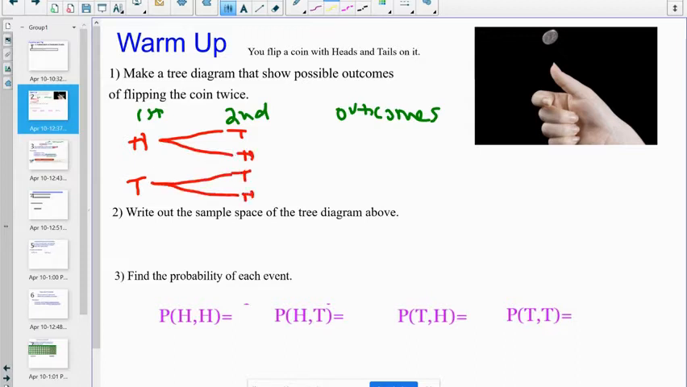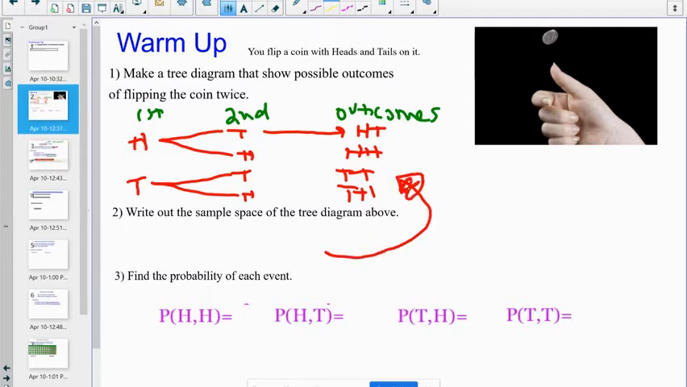Again, this should be review. So I'm going to write out our outcomes: heads, tails; heads, heads; tails, tails; and tails, heads. So now we're going to write out our sample space. I'm just going to draw an arrow because we did that with our outcomes up here. There's 4 outcomes. And we're going to find the probability of each event.